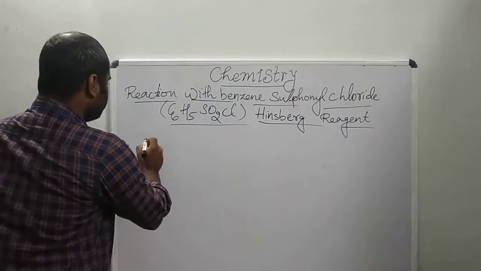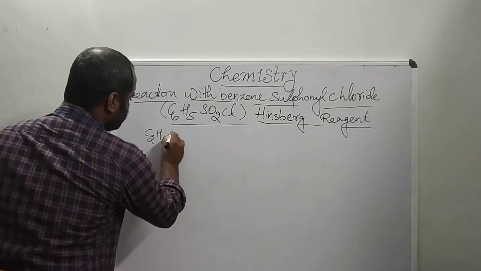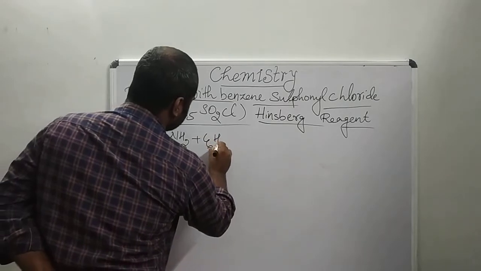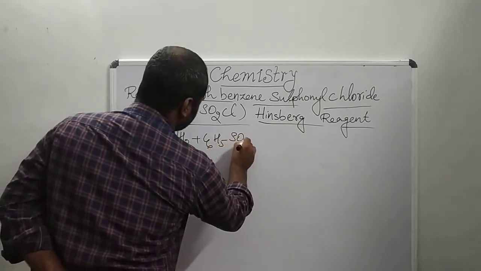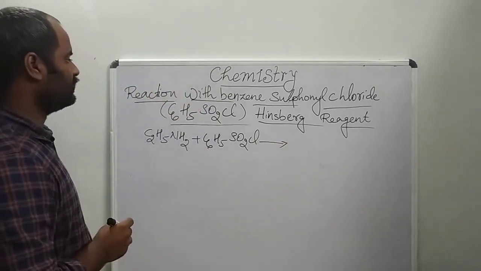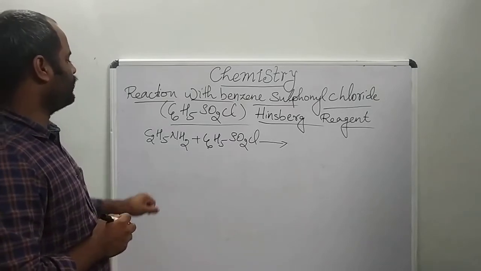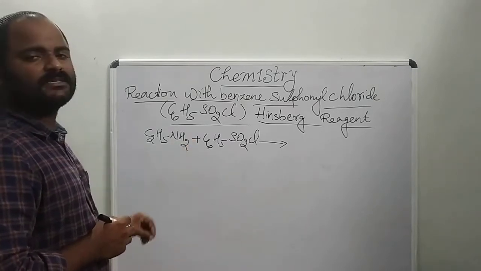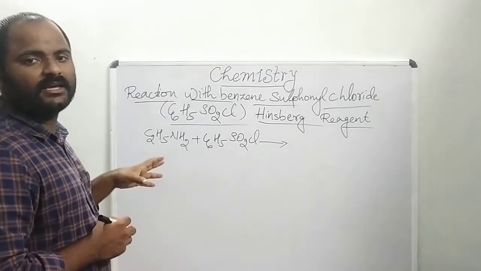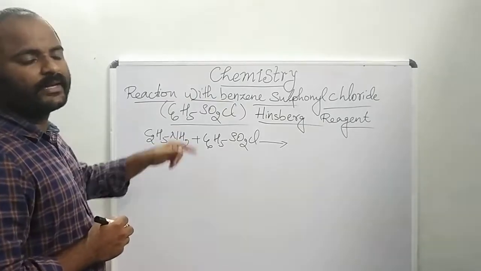So here, primary amine C2H5NH2 reacts with C6H5SO2Cl. That is our Hinsberg reagent, that is benzene sulfonyl chloride. When primary amine reacts with benzene sulfonyl chloride, you get N-alkyl benzene sulfonamide. The product will be like this.